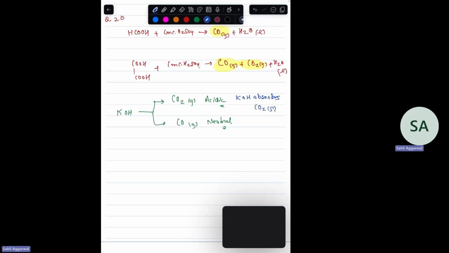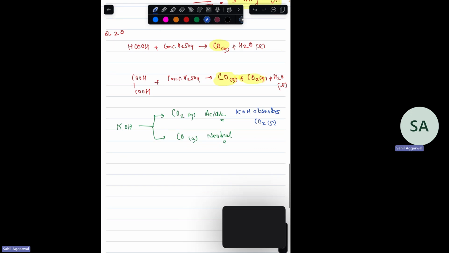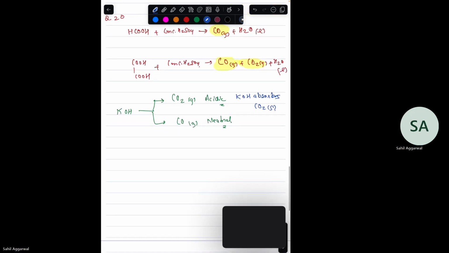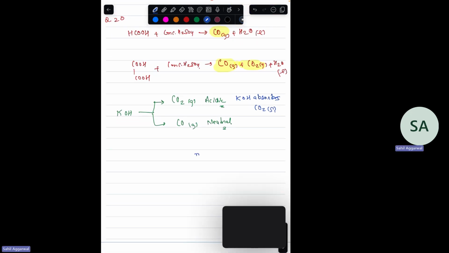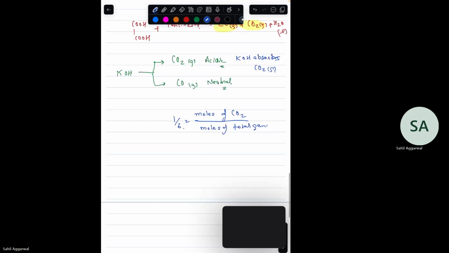So the gas produced is collected and on its treatment with KOH, the volume of gas decreased by 1/6. मतलब CO2 के एब्जॉर्ब होने की वजह से गैस डिक्रीज हो रही है. तो हम लिख देंगे moles of CO2 divided by moles of total gases is 1/6. बस इससे निकल जाएगा रेशियो. अब इसके लिए सॉल्व कैसे करेंगे?